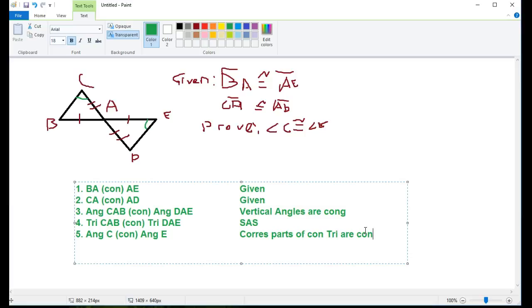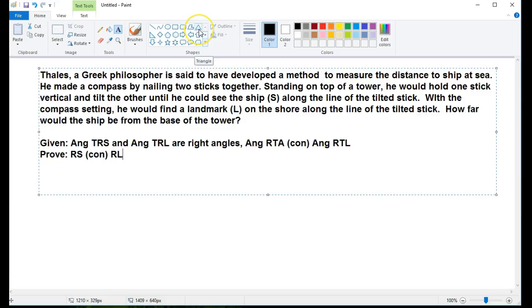Okay. So let's go through a word problem with this. The word problem says, Thales, a Greek philosopher, is said to have developed a method to measure the distance to a ship. He made a compass, the thing you use to draw shapes, lines and perpendicular lines, by nailing two sticks together. Standing on top of a tower, he would hold one stick vertical, up and down, and tilt the other till he could see the ship.